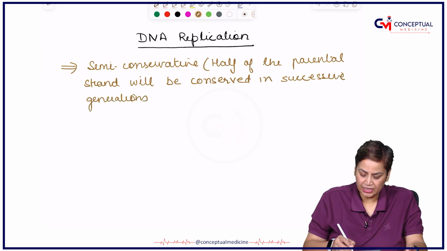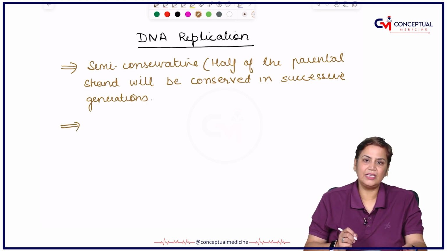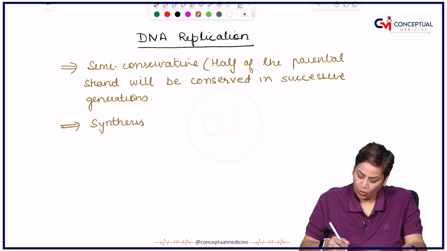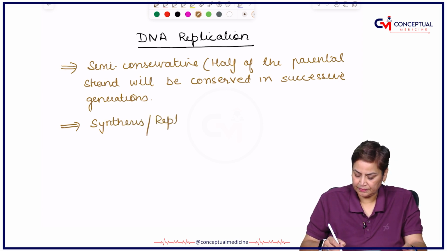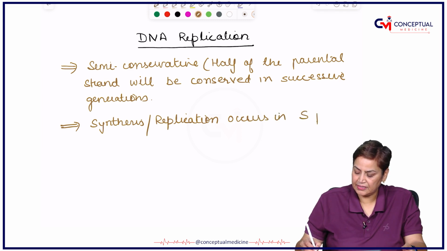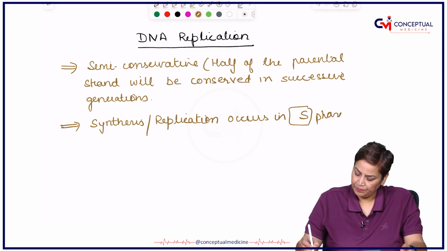Now the question is, in which phase does this DNA replication occur? So this occurs in the S phase of the cell cycle. Synthesis or replication occurs in the S phase, because S phase means it's a synthetic phase where synthesis will occur.